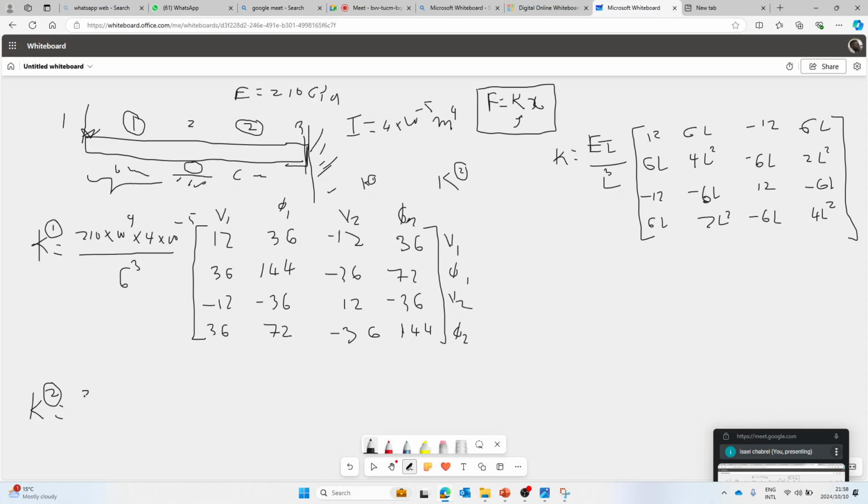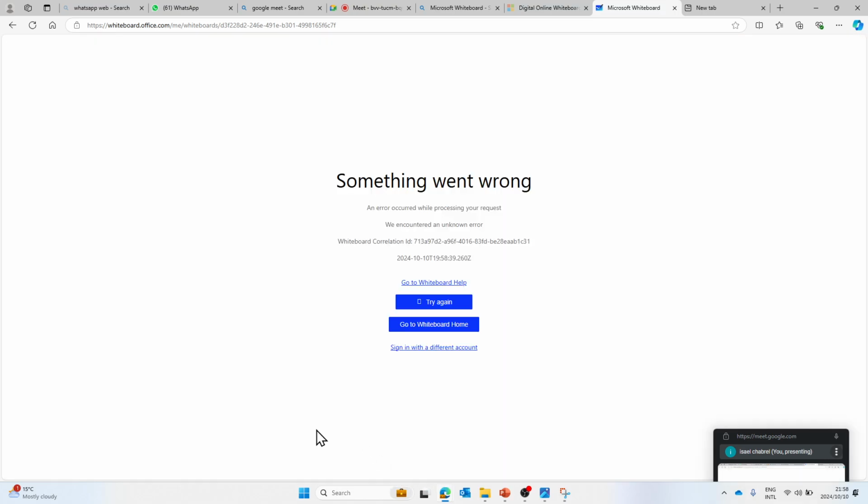It is 210 times 10 to 9, times 4, 10 to minus 5, 6 cubed. Now, what will be inside here, guys?